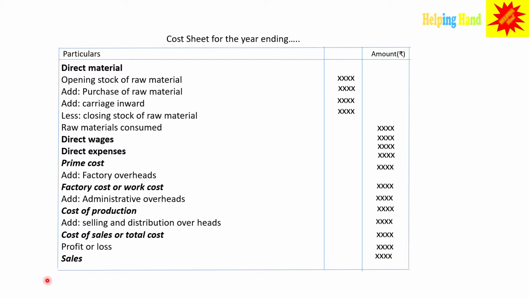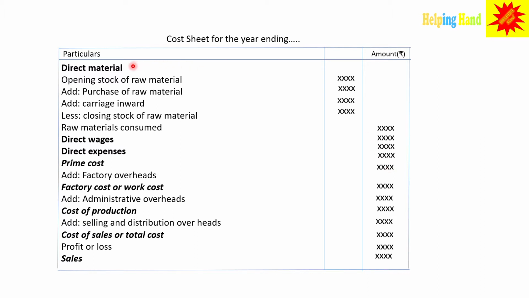So this is the format of a cost sheet. Cost sheet for the year ending, and we write the period for which we are costing. Particulars, and we have an amount column. Here this additional amount column is for calculation only when it is required. Usually for a cost sheet, when the information is directly given, we record only amounts directly in one amount column. So here we start with the direct materials.